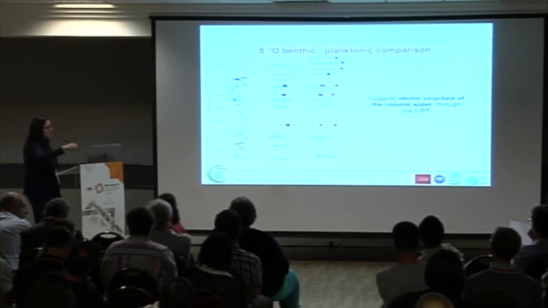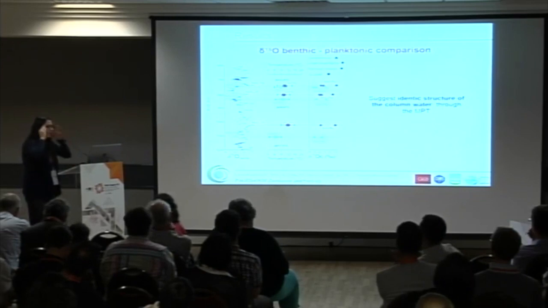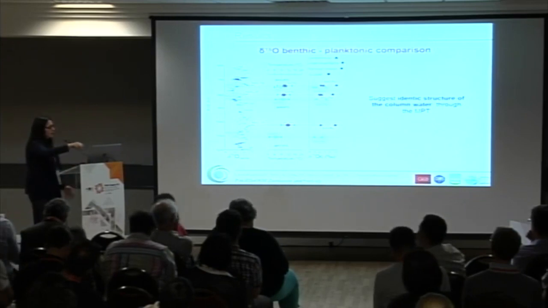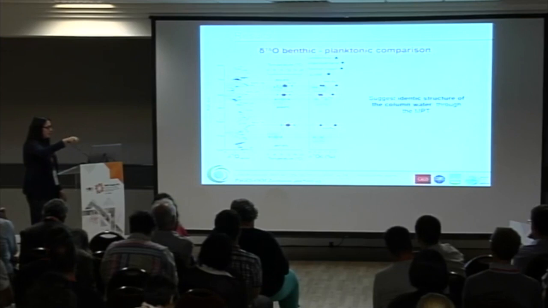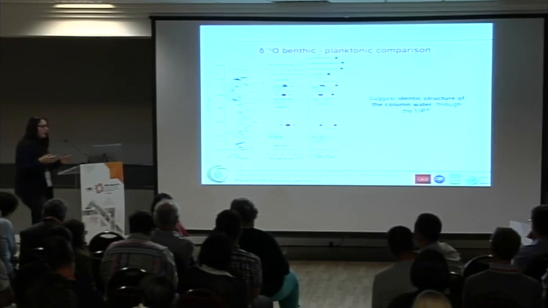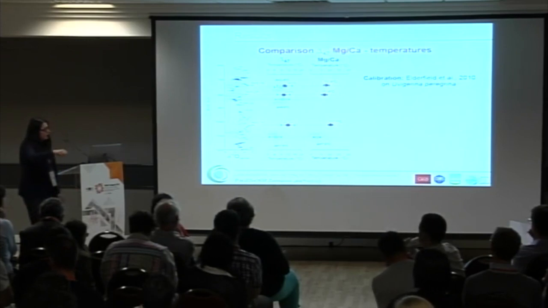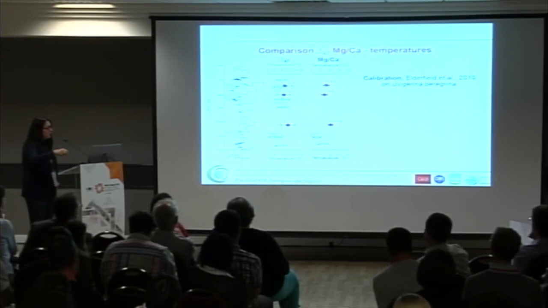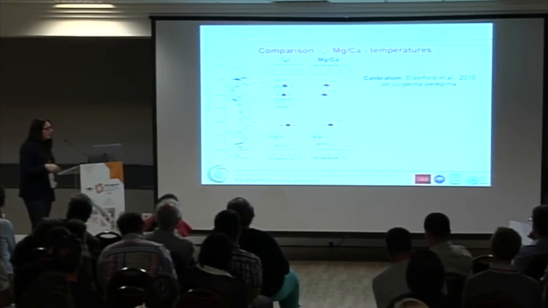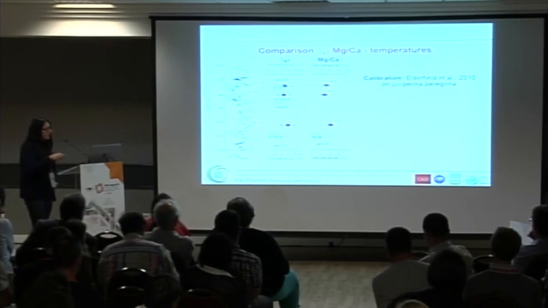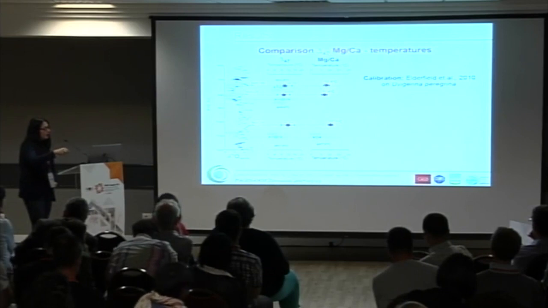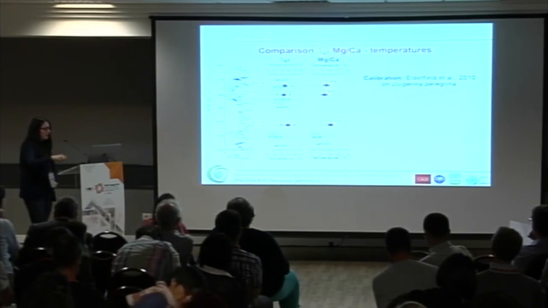So the next point is to try to see if it's normal to have a colder temperature on the older part than on the younger part of this section. So for that, we compare to another proxy of temperature, so Mg/Ca. So I plot here the temperature from Mg/Ca using the species Peregrina and the calibration from Elderfield et al. 2010. So the first observation is we have systematically higher temperatures from the Mg/Ca than from the delta 47.